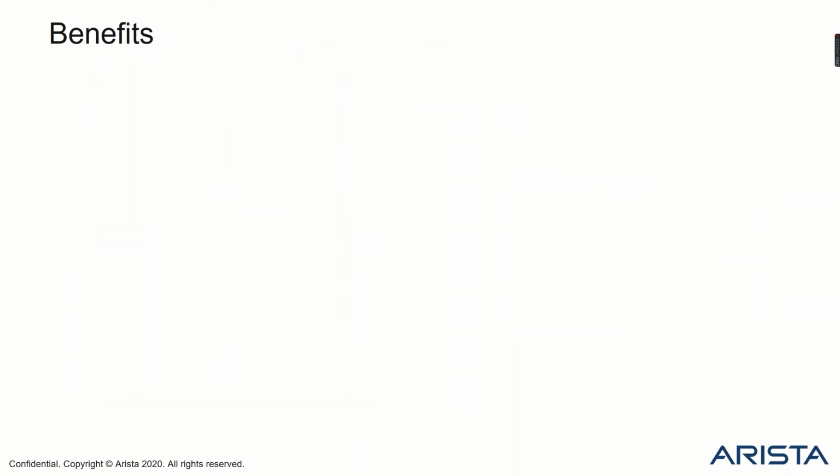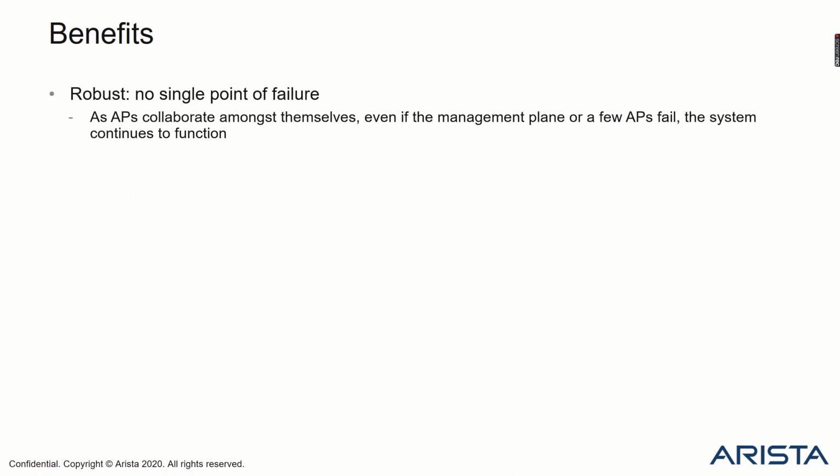So let's see what the benefits of having such a distributed control plane are. The first benefit is that it's robust. There is no single point of failure. No control information goes to the management plane. The management plane is not in the path of any control decisions. So if the APs lose connectivity to the management plane, the system continues to function. Similarly, if a few APs fail, the distributed plane redistributes itself, as we saw, and hence there is no loss of functionality in the system. So there is no single point of failure in this distributed control plane.